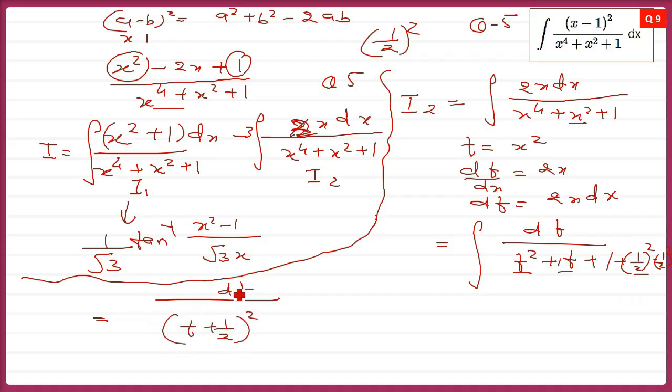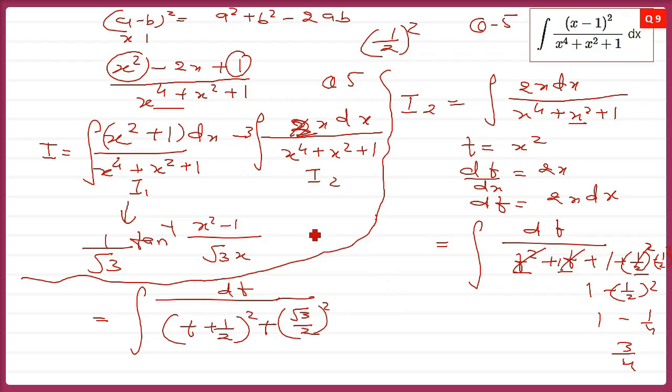Numerator remains as dt inside the integral sign, and this 1 minus (1 by 2) whole square will give you, basically, 1 minus 1 by 4, so 3 by 4 will come. So you can write it as root 3 by 2 whole square. Oh, it's plus actually, plus root 3 by 2 whole square. Now again, 1 by a tan inverse x by a. Let me write it again. dx divided by x square plus a square will form 1 by a tan inverse x by a, which I am going to apply here. x, we are going to take t plus half and a as root 3 by 2.